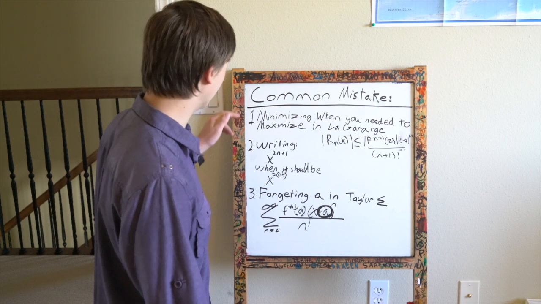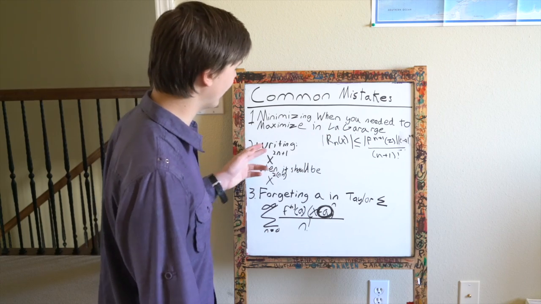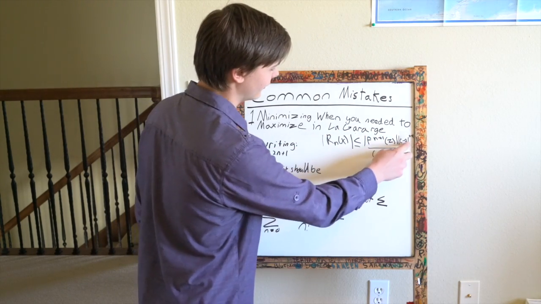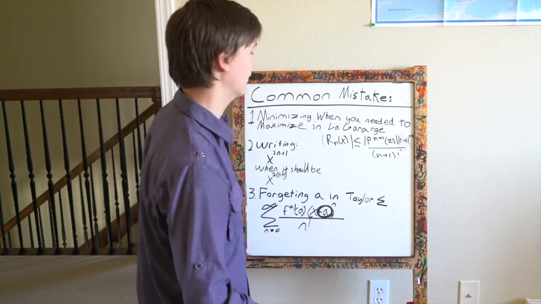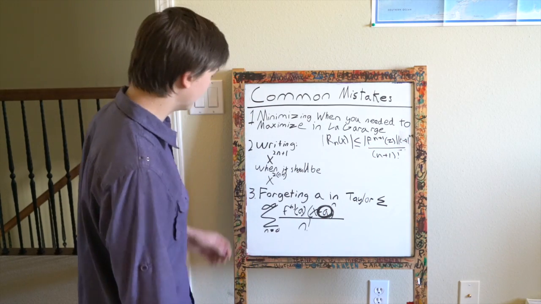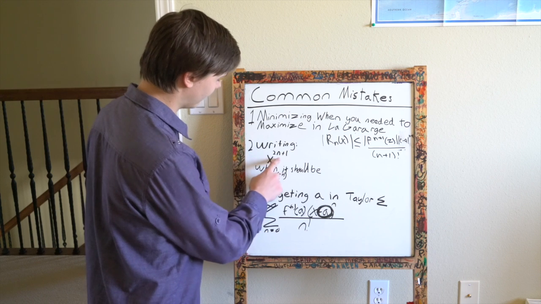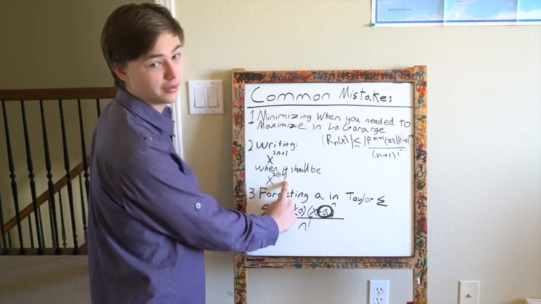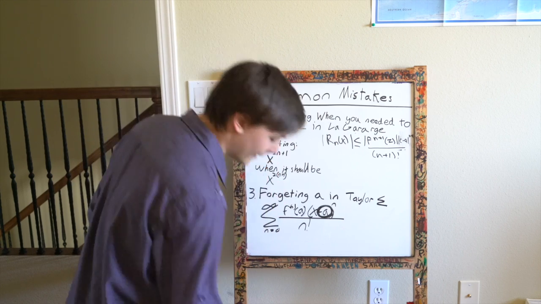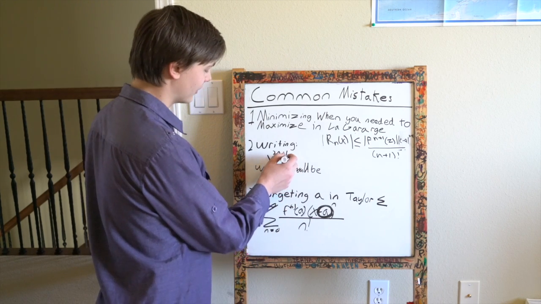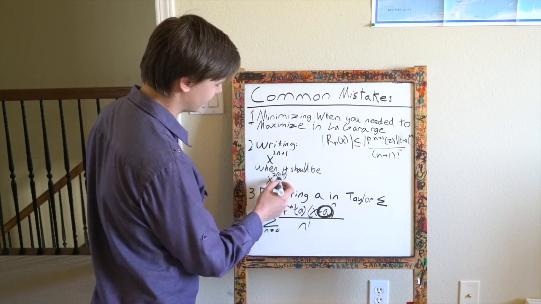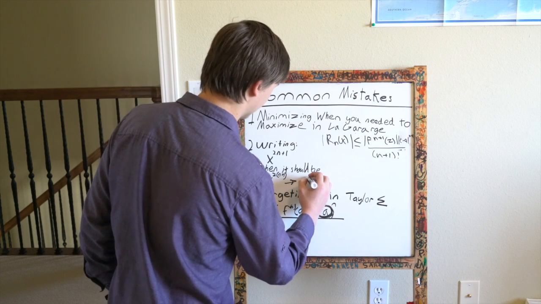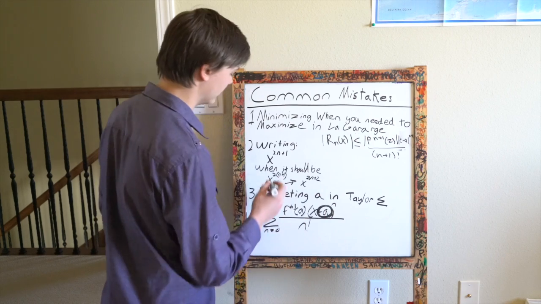Mistakes that often appear in our topic are minimizing when you needed to maximize in the Lagrange error. So remember, you have to maximize this here, and you have to maximize this. There's no minimizing in Lagrange error. Another mistake would be writing x to the 2n plus 1 instead of x to the 2(n plus 1). Remember that you don't just add 1 to the exponent, you're adding 1 to n. So you need to put parentheses around it, because when simplified, this turns into x to the 2n plus 2, if you distribute that 2.